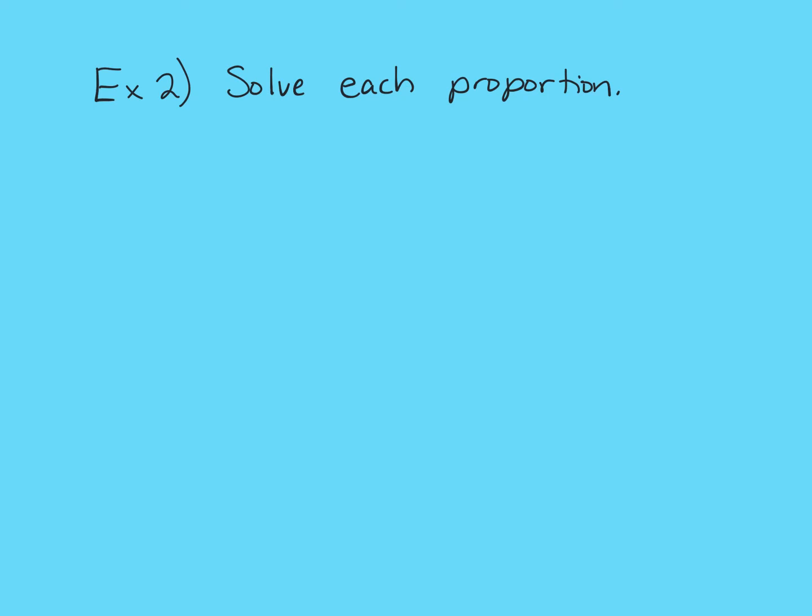Example 2, solve each proportion. We're going to start with this problem A. We have 9/15 is equal to m/5. And we can solve a proportion by multiplying the cross products. Or we take the product of the numerator in one ratio and multiply it by the denominator in the other ratio. So we can say m times 15, which is 15m, that's equal to 9 times 5, which is 45.